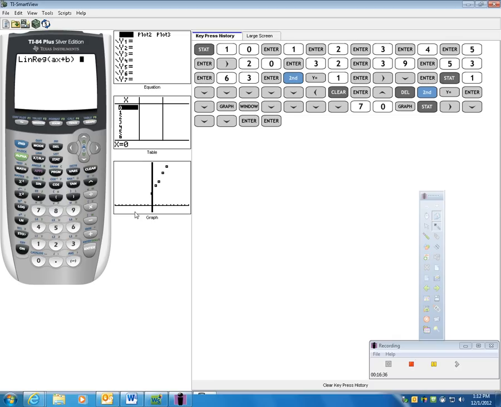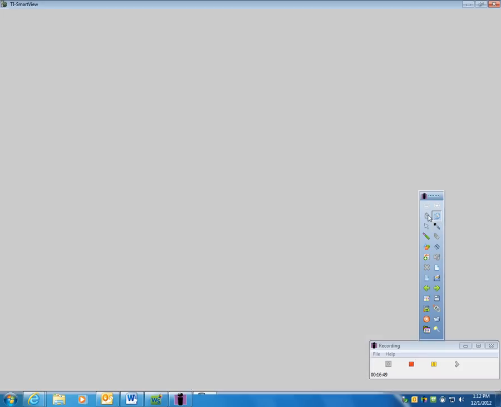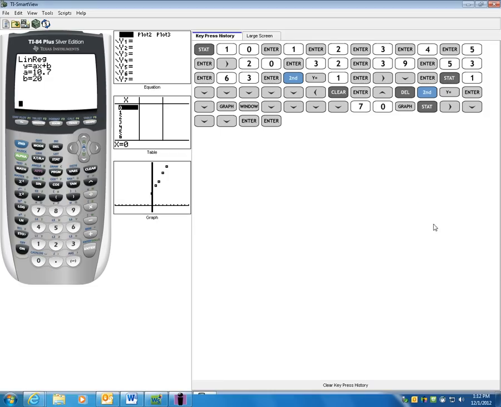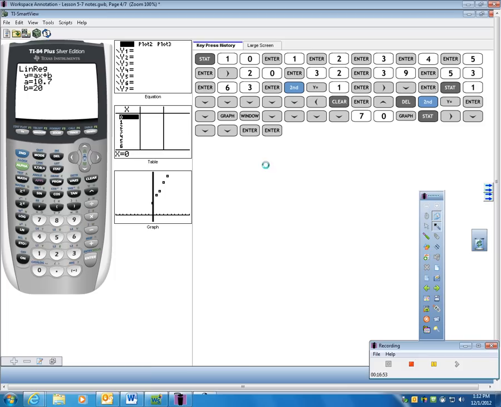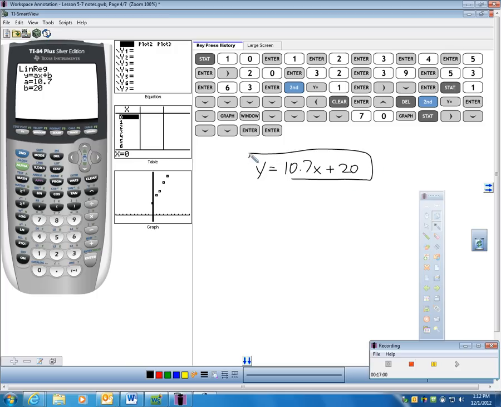Here's what this is telling me. This is telling me that my equation is y equals 10.7x plus 20. And I'm just going to write that up here real quick. y equals 10.7x plus 20 is my equation for that line in slope-intercept form.